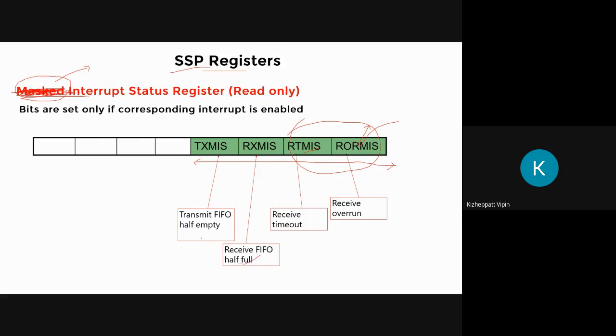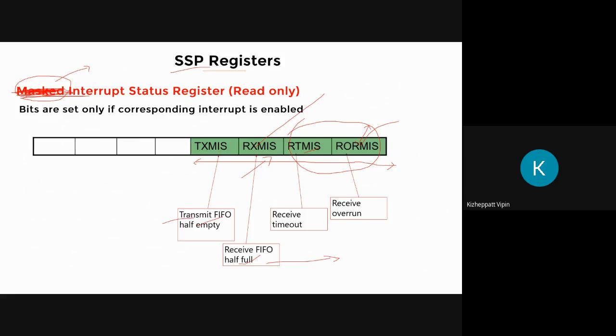If it is FIFO half full or FIFO half empty, and you want to clear them, what should you do? Again, common sense. Here you got an interrupt saying the FIFO is half full. How can you clear it? Read from the FIFO. You read from the FIFO and make it less than half. You are done. That interrupt will go away.